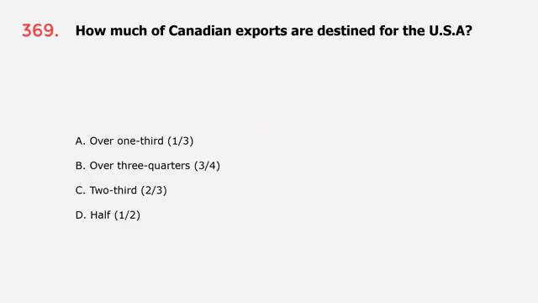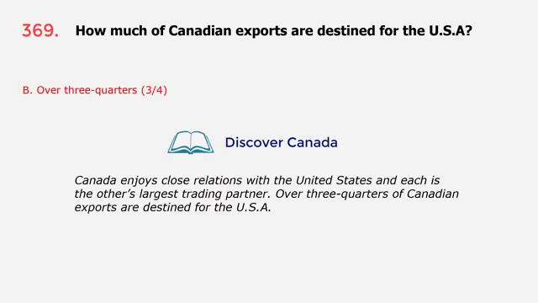Question 369. How much of Canadian exports are designated for the USA? A, over 1/3. B, over 3/4. C, 2/3. D, half. The answer is B, over 3/4.